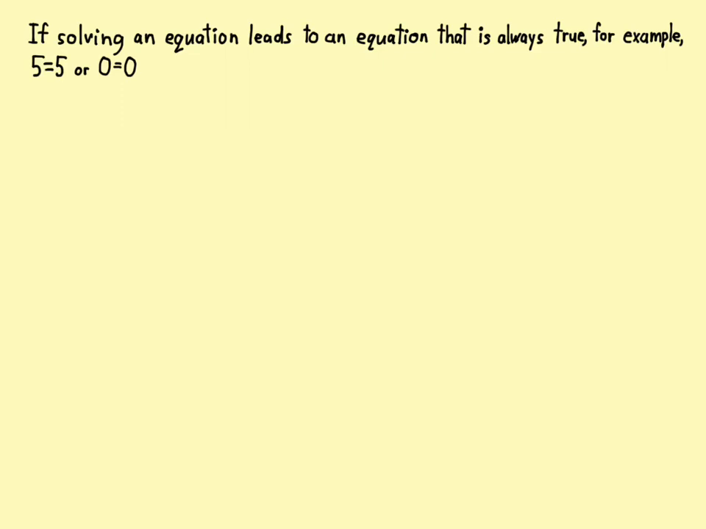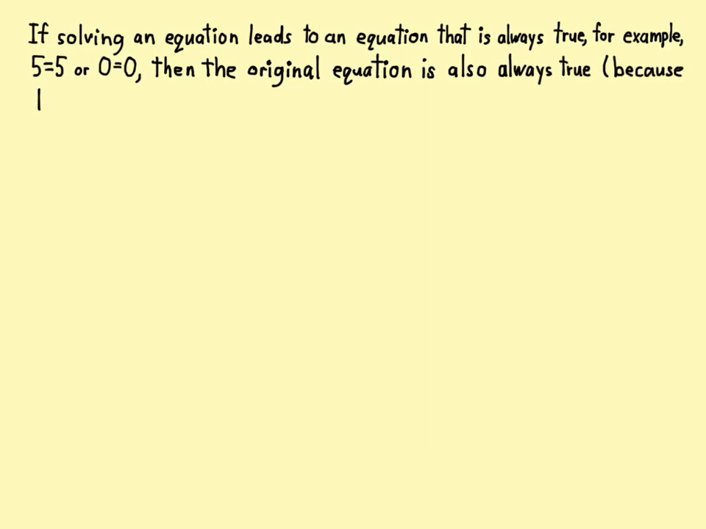So if you get something like this, then the original equation is also always true because the two equations are equivalent. This is assuming that you used our rules for equivalent equations, which includes combining. You can combine some like terms, and you can add or subtract a number from both sides of the equation, and you can multiply or divide both sides of the equation by a non-zero number.